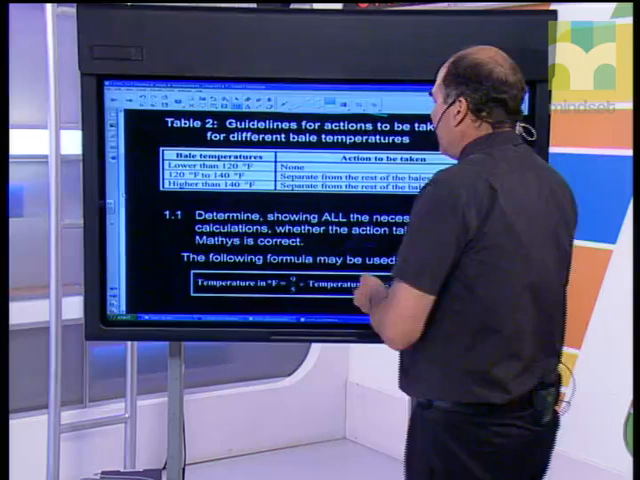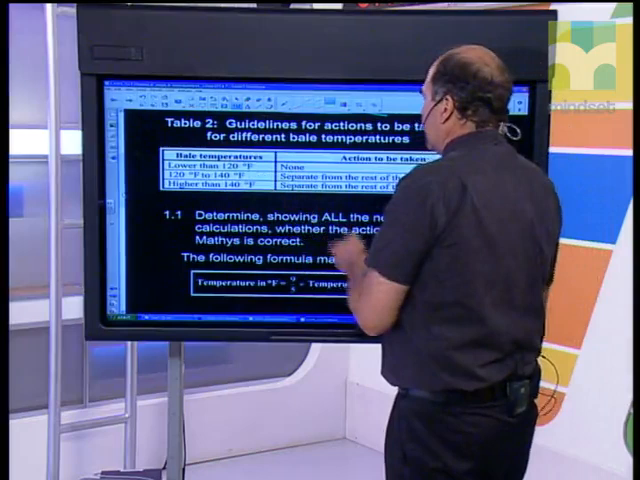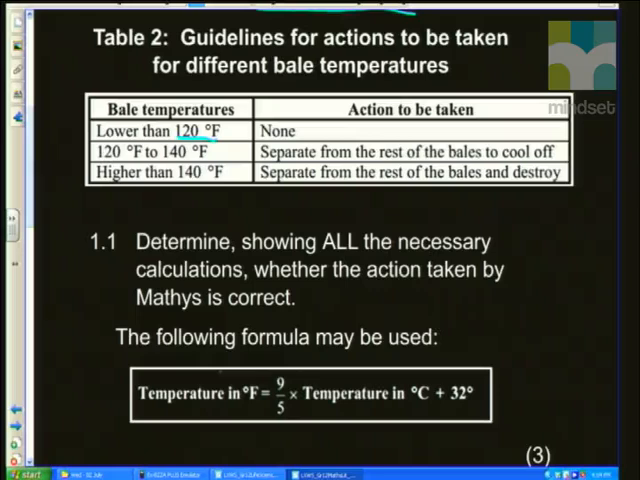So on this guideline, it tells you the bale temperature. If it's lower than 120 Fahrenheit, then the action to be taken is none. If it's 120 to 140 Fahrenheit, then you need to separate it from the rest of the bales to cool. And if it's higher than 140 Fahrenheit, you must separate it from the rest of the bales and you must destroy it. So Matthias looks in the manual and it's got these strange readings that are in degrees Fahrenheit.